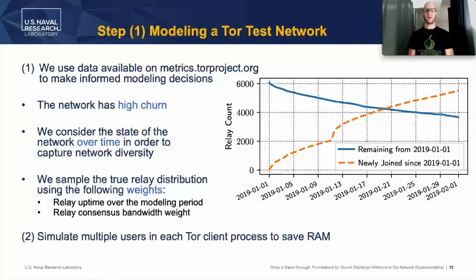A second area where we improve the Tor modeling process is that we simulate multiple users in each Tor client process to save RAM. The previous method was to simulate 1 user for every Tor client process, but that requires us to run more client processes. Because these users are mostly idle, they're active and then idle for large periods of time, we can actually simulate multiple users in a single client to save resources.